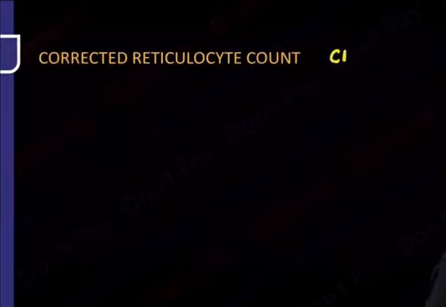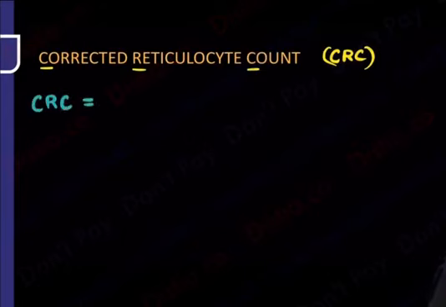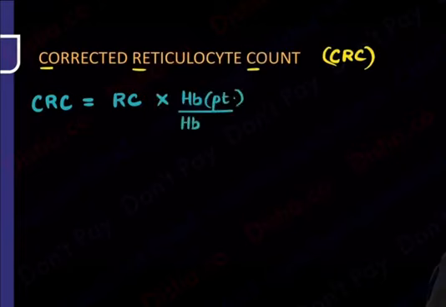They ask you, what is CRC? What is corrected retic count? So you will say, I already know retic count, ma'am. What is this corrected retic count? Corrected retic count ka formula you have to know. After that, the examiner will make you do some mathematics. So corrected retic count, you will pick up whatever retic count is given to you, multiply that by the hemoglobin of the patient divided by hemoglobin of a normal person.